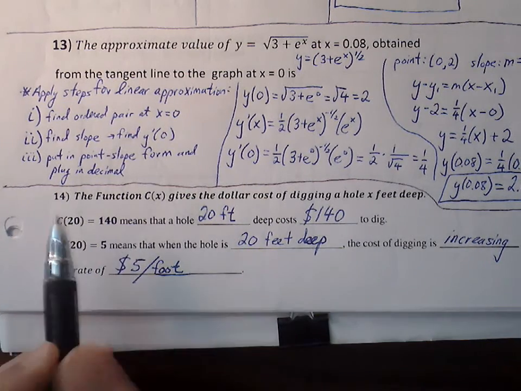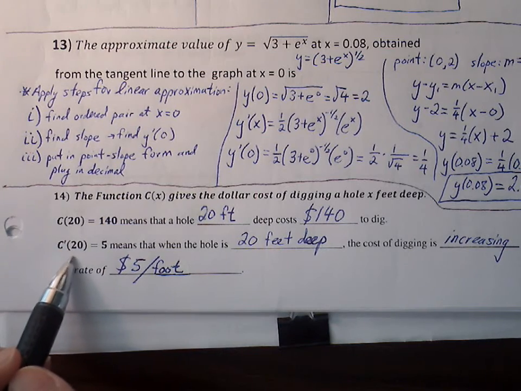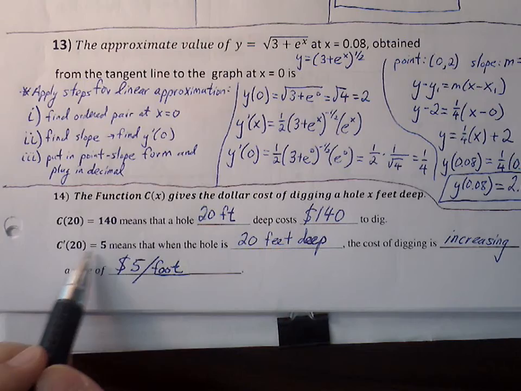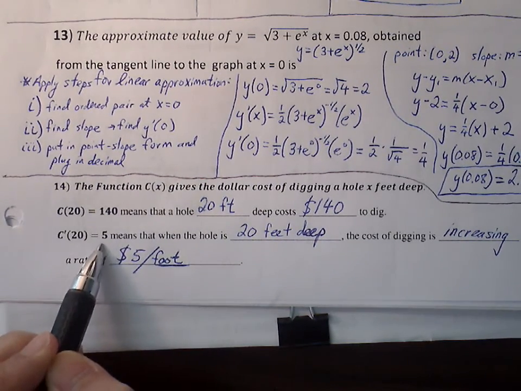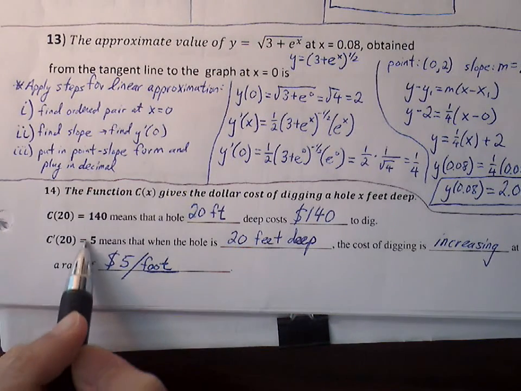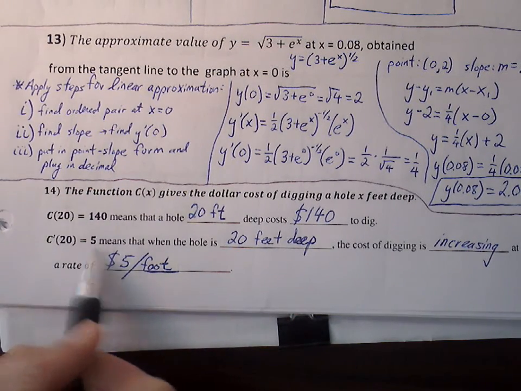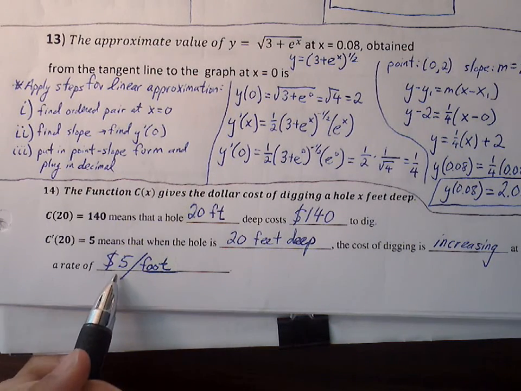All right. c prime of 20 is equal to 5. That means the rate of change at 20, that means when the hole is 20 feet deep, the cost of digging is increasing at a rate of $5 per foot. So the positive represents the fact that it's increasing, and it's a rate of $5 per foot.